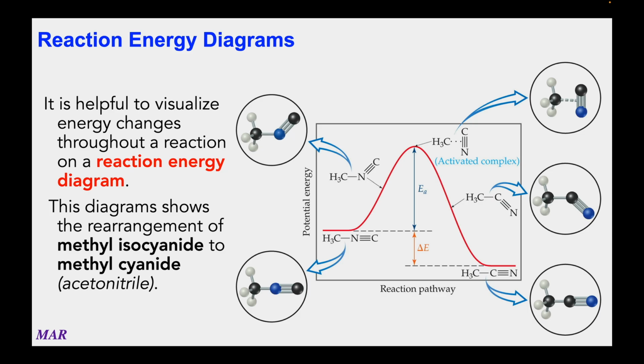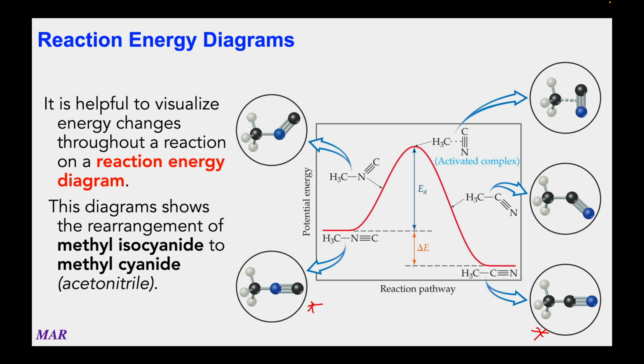Sometimes scientists will create what's called a reaction energy diagram, and this is an example of a reaction of a compound called methyl isocyanide making methyl cyanide. Methyl isocyanide is on the left, and methyl cyanide is on the right down there. Carbon is the black atom, and nitrogen is the blue atom. The isocyanide has a nitrogen between the carbons, while the cyanide compound has the nitrogen on the end. There's a lot of information you can get from a reaction energy diagram. First of all, it shows, in this case, the reactants on the left-hand side, and it shows the products on the right-hand side.